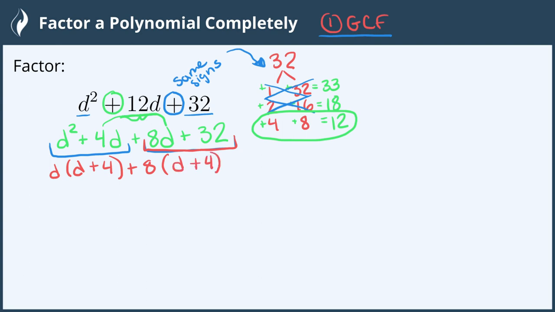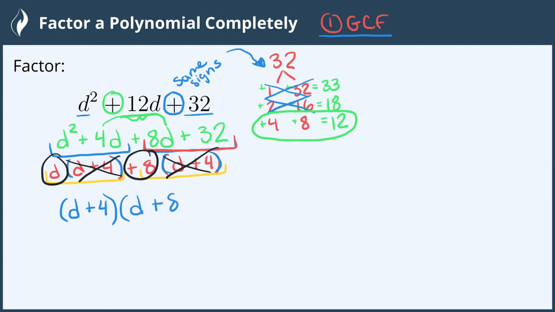Now we have 2 larger terms, these big large terms here, and we're looking for, yet again, the greatest common factor. And in this case, the greatest common factor is the binomial d plus 4. So we'll factor out d plus 4 from both terms, and factoring it out leaves us with d plus 8 for the other 2 terms for our second binomial, so we get d plus 8. We've now factored our polynomial completely, and we're all done.